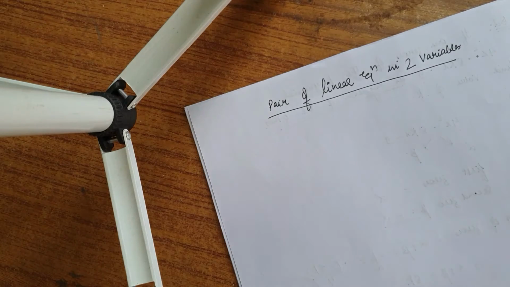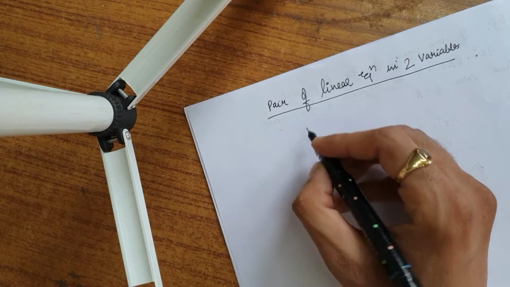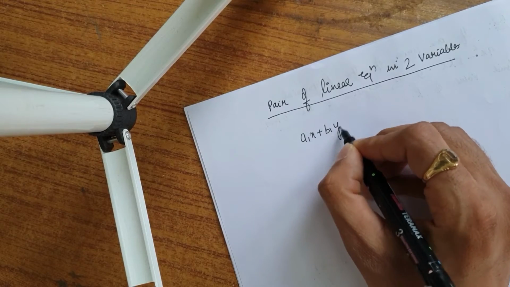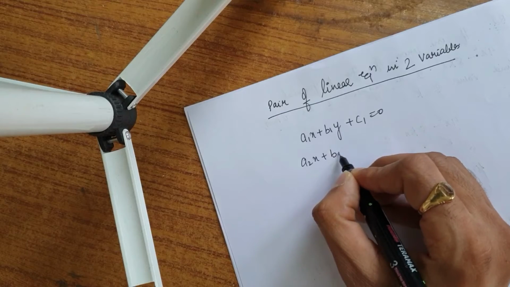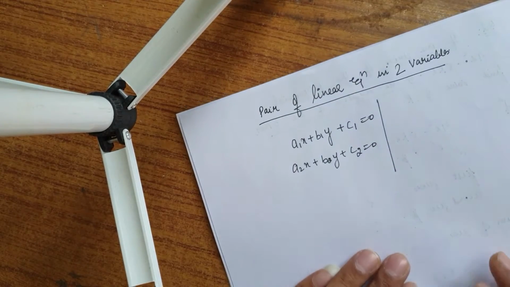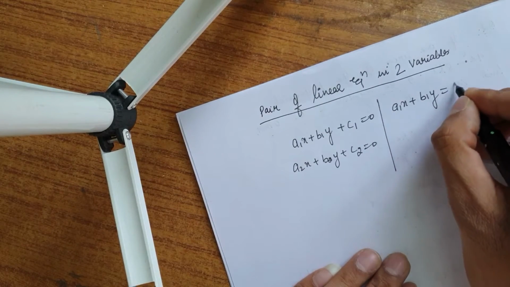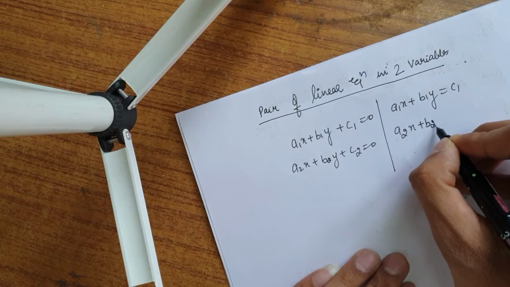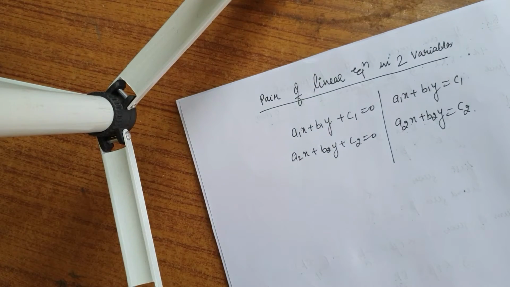Firstly, we need to understand the meaning of the topic of this chapter. Now let me write two equations. For example, a1x plus b1y plus c1 equals 0 and a2x plus b2y plus c2 equals 0. It can also be written in this form: a1x plus b1y equals c1 and a2x plus b2y equals c2.